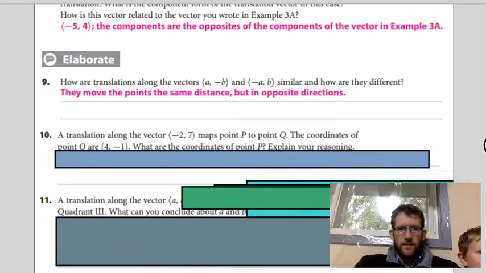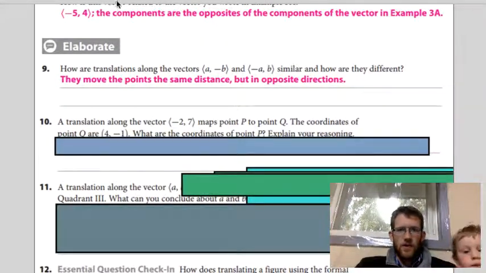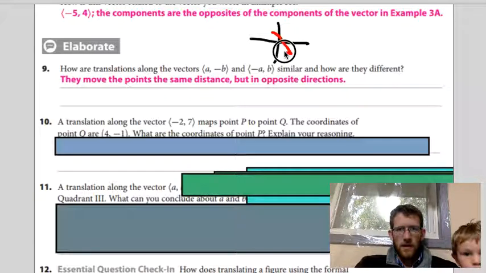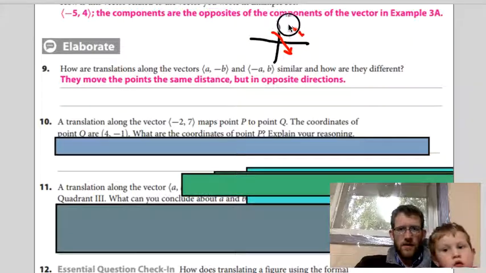Number 9. How are translations along vectors a, -b, and -a, b similar, and how are they different? Well, let's take a quick look at it. If I was here in the coordinate plane, and I went a, -b, that means I'm going to the right and then down. If I was -a, b, that would mean I'd go left and up. The same amount I'm going right and down here.